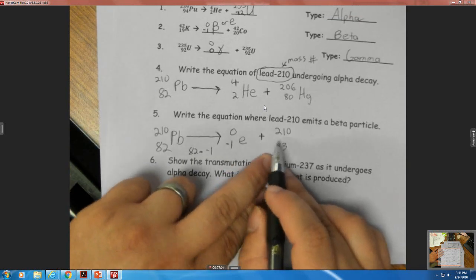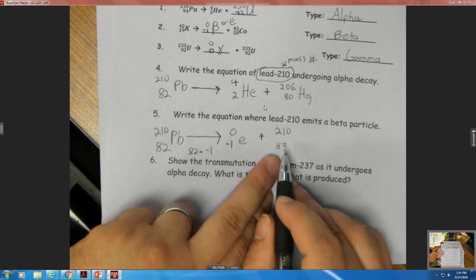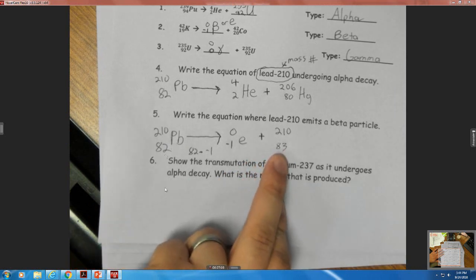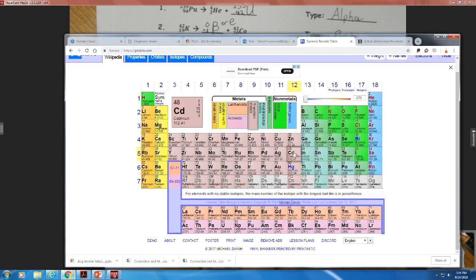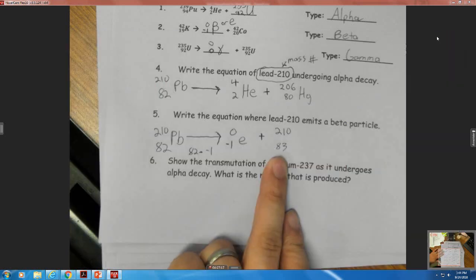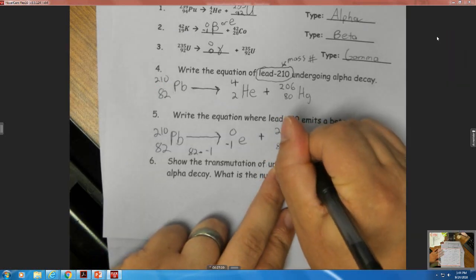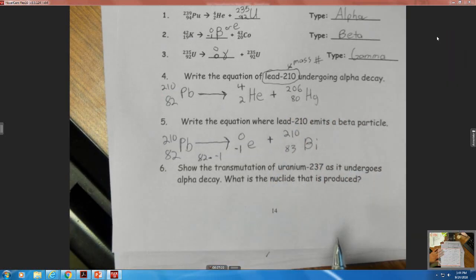And so what does that do? It gives me an element that's 1 proton greater than lead. So I can look that up on my periodic table. There's lead, goes up by 1. So now I have the element bismuth. Bi is my correct symbol. Okay.